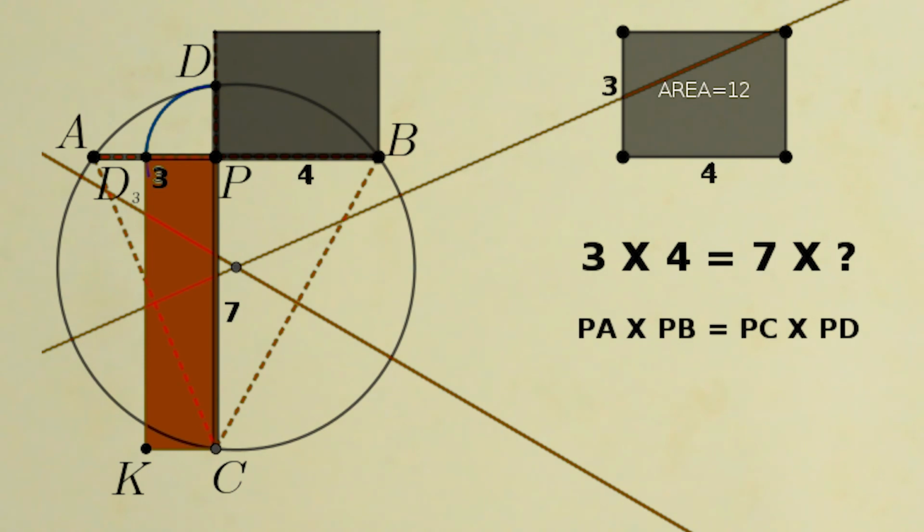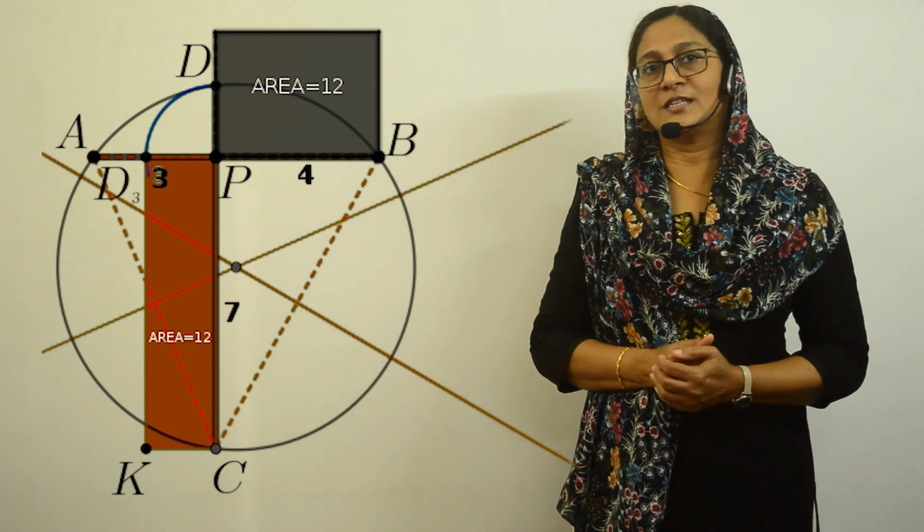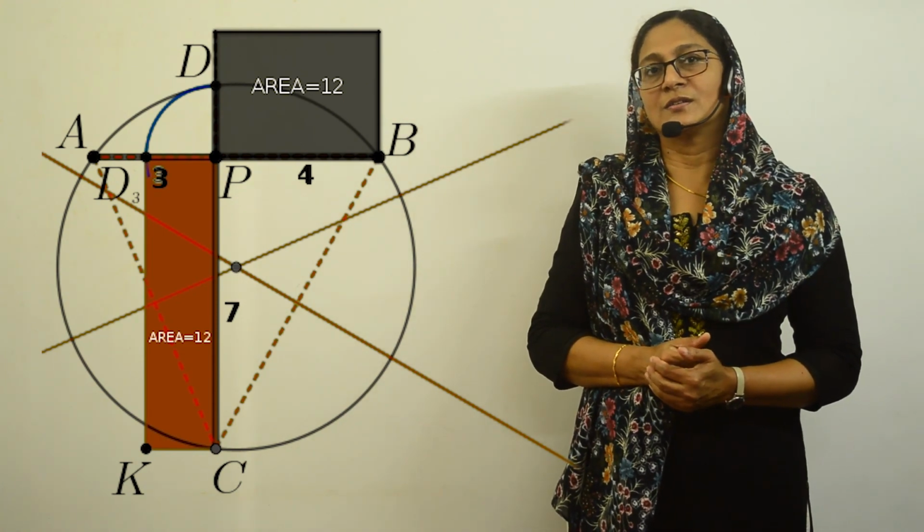Since PA into PB is equal to PC into PD, the first rectangle with the 4 centimeters and 3 centimeters will have the same area as the second rectangle with PC 7 centimeters as the length and PD dash as the breadth. So the required rectangle is PCD dash K.